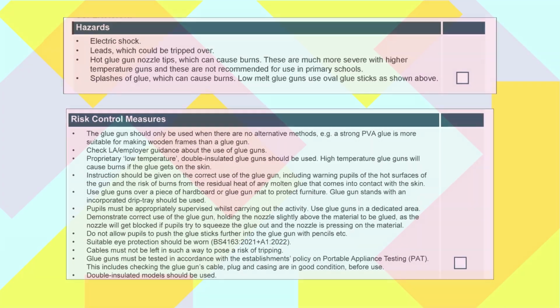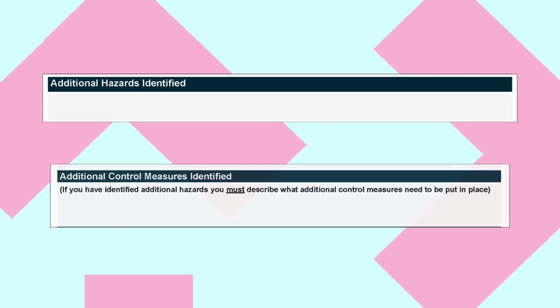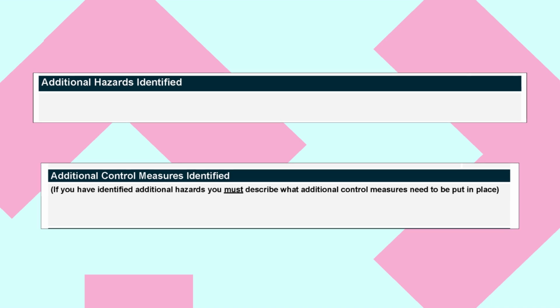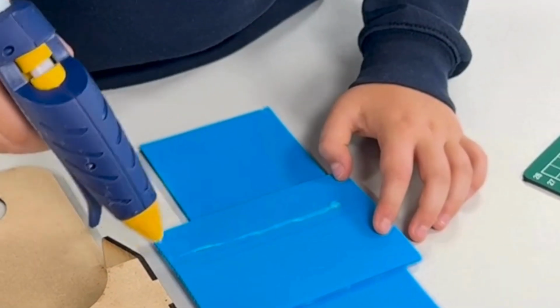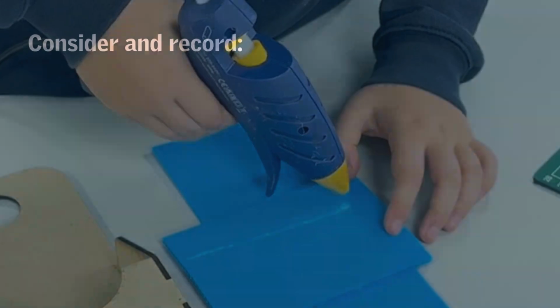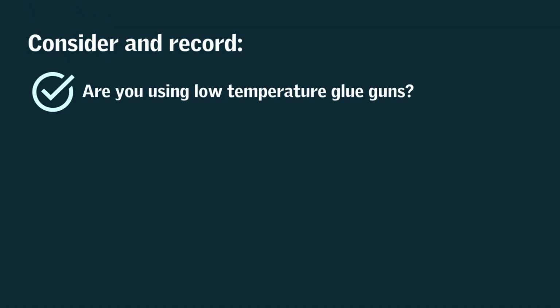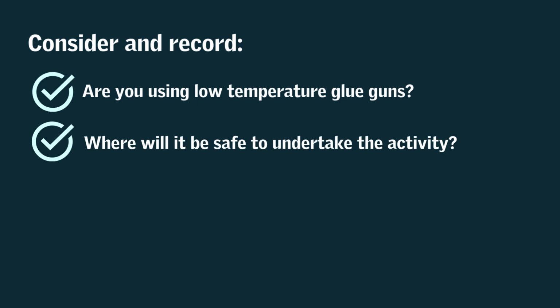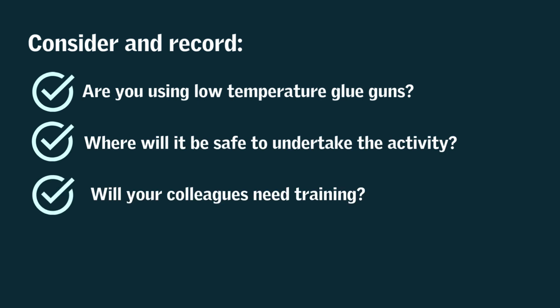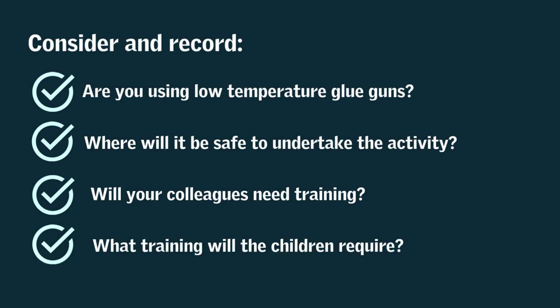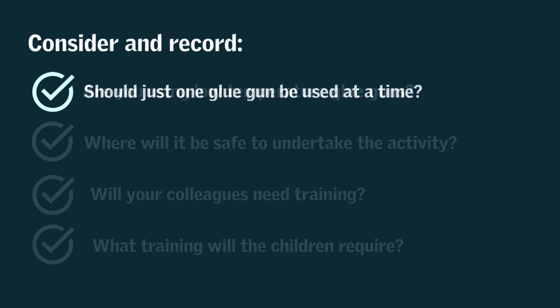You will then need to adapt the model risk assessment to identify additional hazards and control measures specific to your local situation. In the context of the safe use of glue guns in your school, you want to consider and record: are you using low temperature glue guns as recommended in the model risk assessment? Where will it be safe to undertake the activity in your classrooms? Will your colleagues need training before using glue guns with children? What training will the children require?